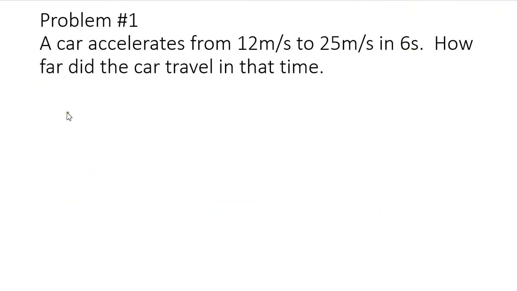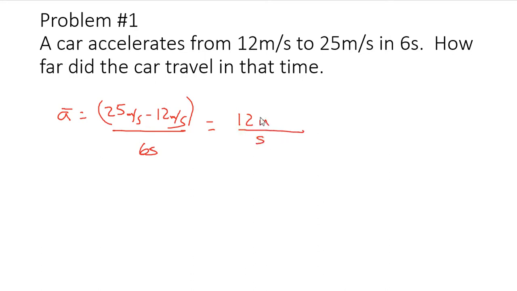But what do I have? I have acceleration equals final velocity, 25 meters per second, minus initial velocity, 12 meters per second, divided by 6 seconds. Well, subtraction I can do. I don't even need unit analysis for it. I just need to ensure I have the same units. So I'm going to have 13 meters per second divided by 6 seconds. And that works out to be 2.17 meters per second squared.